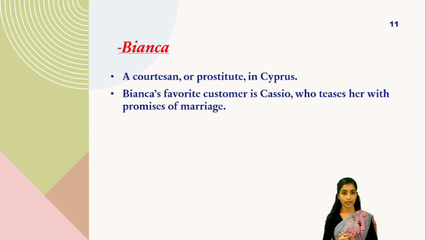And then another character is Bianca. Bianca is a courtesan, a prostitute in Cyprus. And then Bianca's favorite customer is Cassio, and Cassio is often giving her promises, like he will definitely marry Bianca.